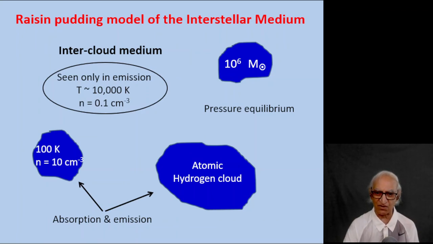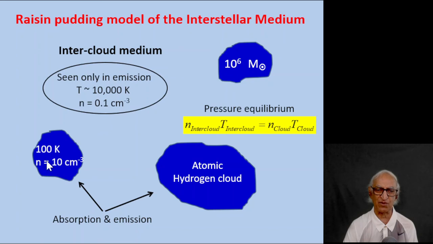So why are these clouds stable? Well, they are stable because there is pressure equilibrium. What do I mean by pressure equilibrium? There is a pressure of the gas inside the cloud. There's a number density N, temperature T. According to Boyle's law, the pressure will be NkT. That is the gas law pressure, if you remember from my earlier lectures. And the intercloud medium has a density N intercloud, T intercloud, and the Boltzmann constant cancels out.